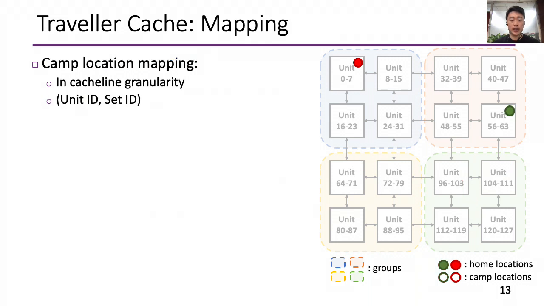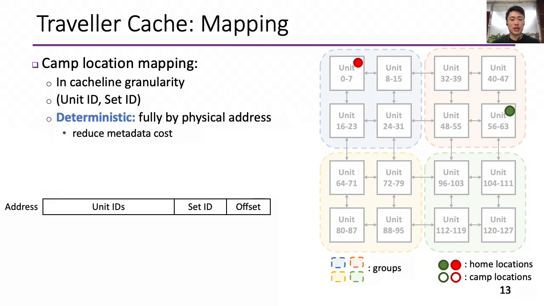A camp location is a pair of unit ID and set ID, representing a specific cache site in a specific ADP unit. It is done in cache line granularity. The mapping of a camp location in a group is computed only using the physical address. This deterministic mapping can reduce metadata cost, as we will introduce in the next slide.